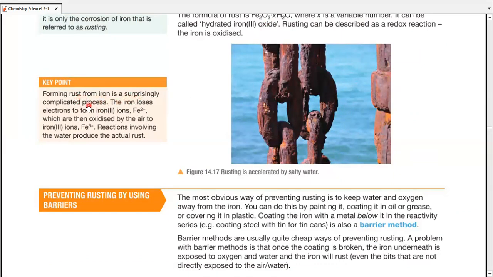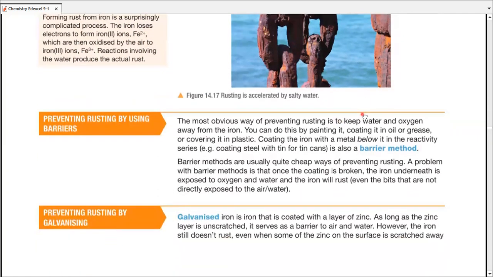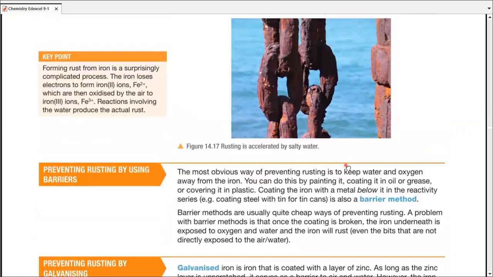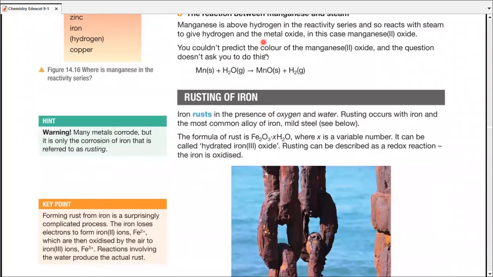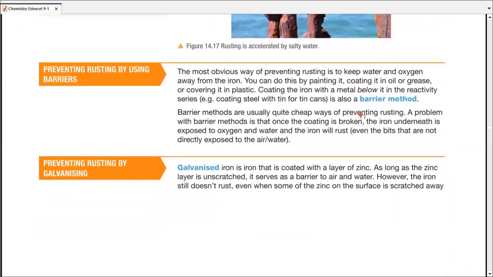Forming rust from iron is a surprisingly complicated process. Iron loses electrons, it forms ions, they're then oxidized by air to form iron 3 ions. Reactions involve water, produce the actual rust. So this means water is going to be responsible for it. And since we are going with loss of electrons, this is an oxidation reaction. Now, clearly, previously it was just iron. Now we have oxygen added to it. So that defines the oxidation, right? Remember, loss of electron or addition of oxygen, both were oxidation reactions.